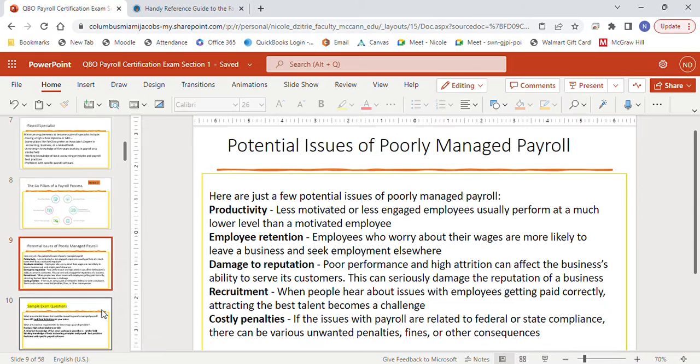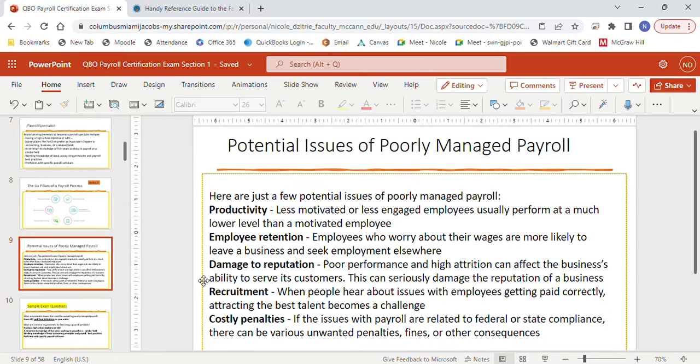Potential issues of poorly managed payroll. So what happens if you have a payroll clerk or the company you're using is making several errors? What are the potential issues of having a poorly managed payroll? Productivity. Less motivated or less engaged employees usually perform at a much lower level than a motivated employee. So if your paycheck is not right and it's happening on a regular basis, your employees might feel like, I don't really care for this job. I'm gonna get my resume together and go somewhere else.